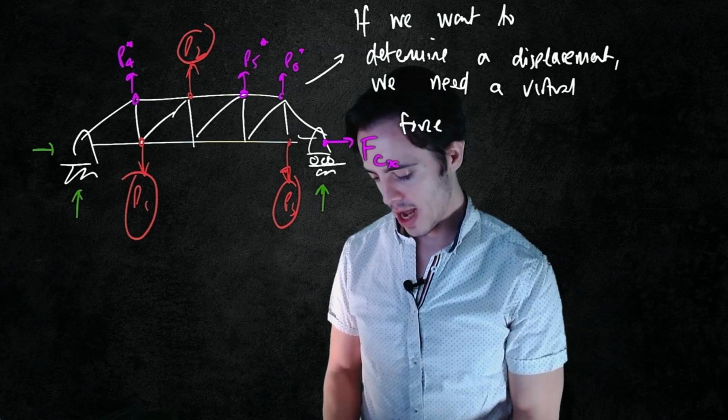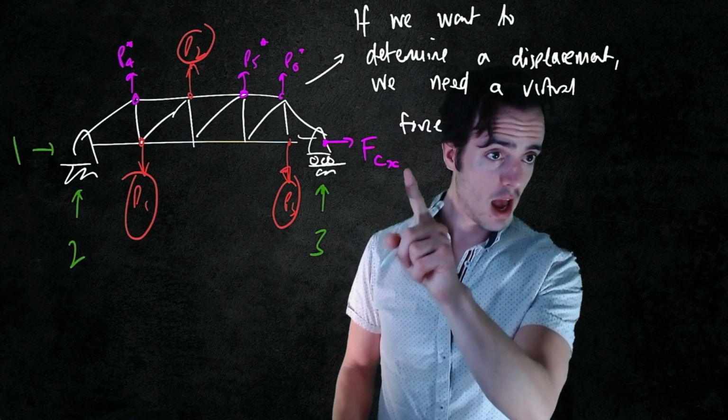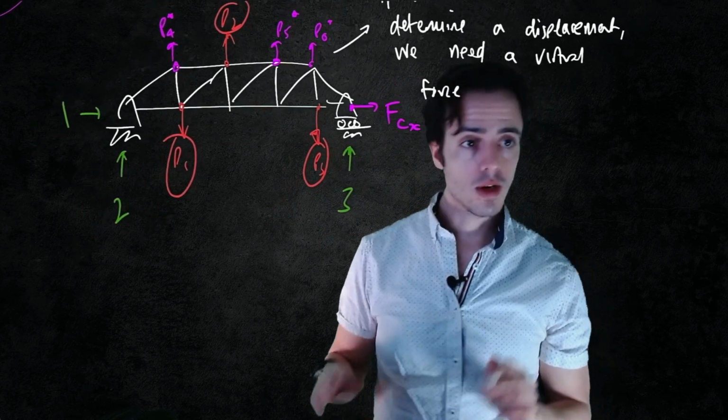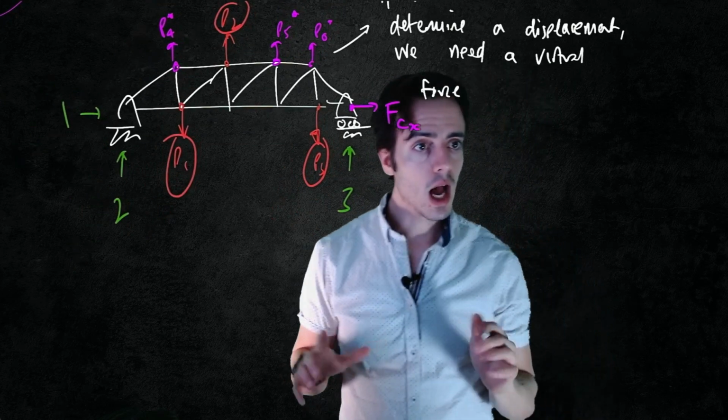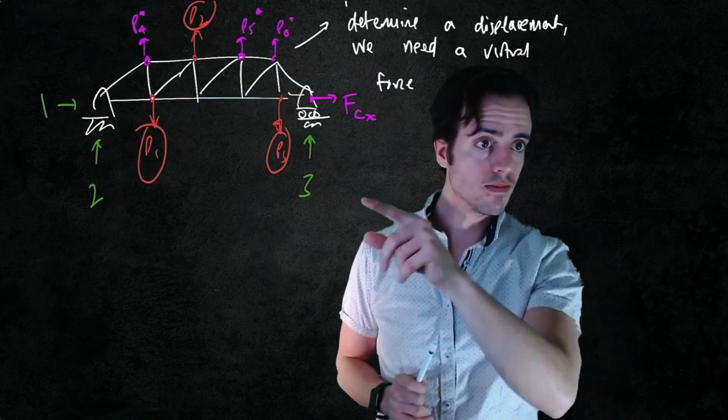So we've got three reactions, 1, 2, and 3. This is also a reaction, but we're just going to treat it as an applied force. So what we can then do is determine our 1, 2, 3 reactions as a function of everything.